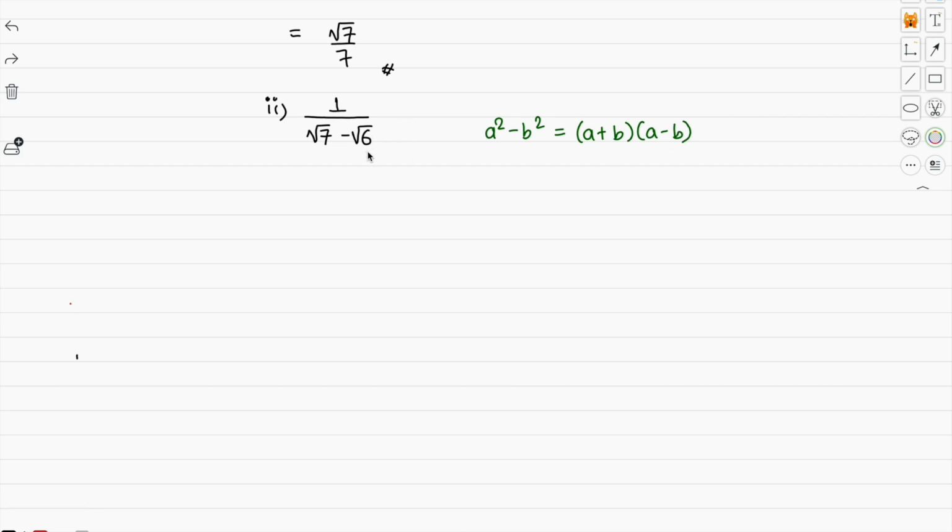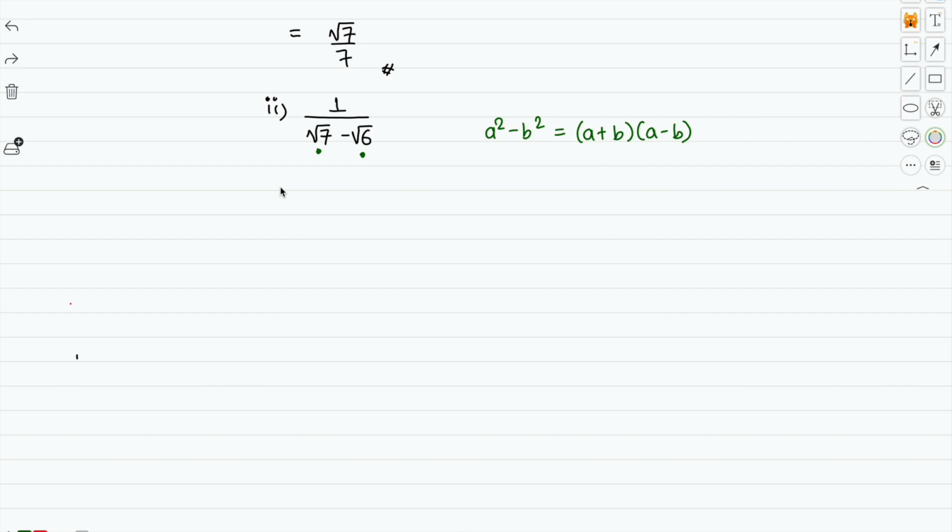We can't rationalize this in the same way as we did our question number 1, because now we have minus as well here, and we have 2 particular radicals. We have 2 numbers with square root. So we can't just multiply this with root 7 or root 6, because if you multiply this with root 7, only this square root disappears, and if you multiply this with root 6, only this square root disappears. We want to remove the square root of both 7 and 6. The way we can do that is by using this particular formula, a square minus b square.